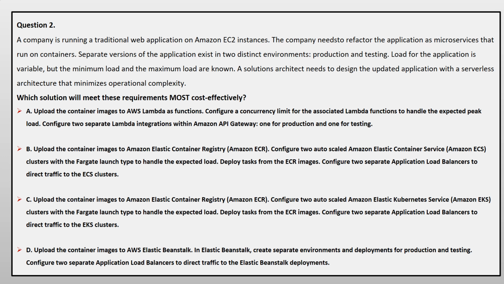C. Upload the container images to Amazon Elastic Container Registry, Amazon ECR. Configure two auto-scaled Amazon Elastic Kubernetes Service, Amazon EKS, clusters with the Fargate launch type to handle the expected load. Deploy tasks from the ECR images. Configure two separate Application Load Balancers to direct traffic to the EKS clusters.